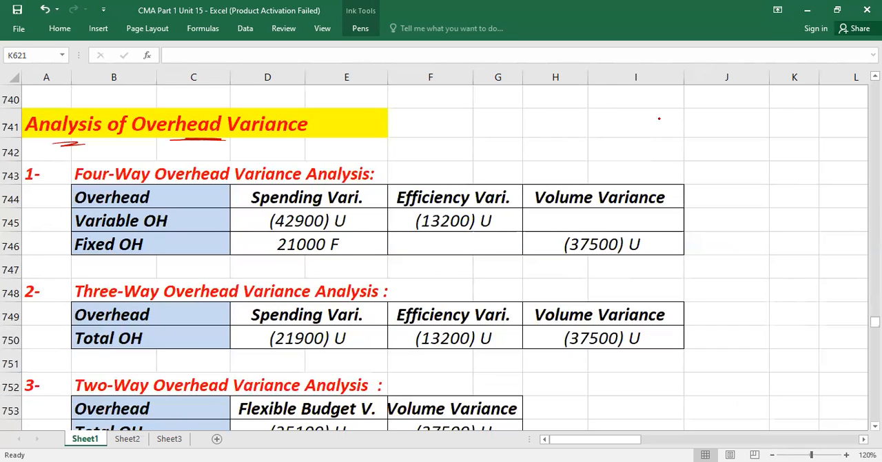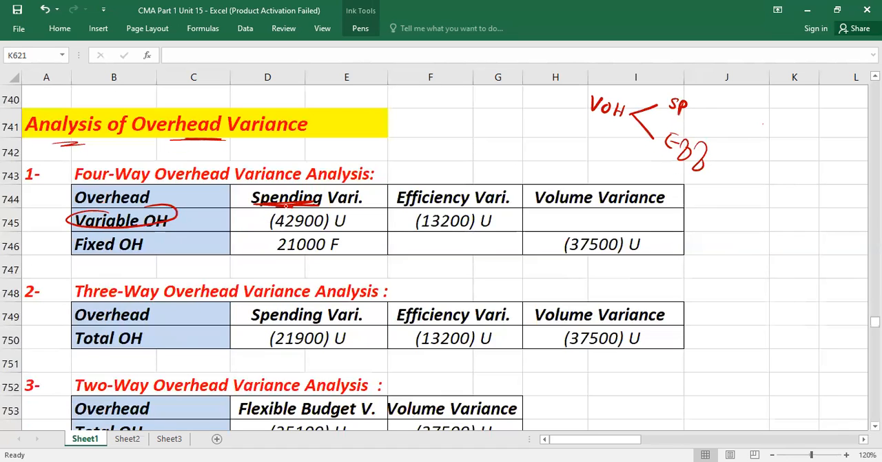Can you tell me, for variable overhead, we calculated two variances. Can you name those two variances? One was spending, which is also called rate, which is also called price variance. I am using spending variance, okay? And the second variance was efficiency. So it is the same as written here. For variable overhead, we have two variances.